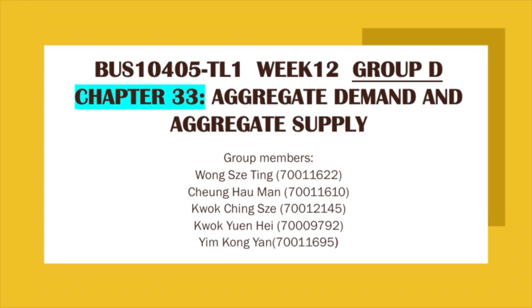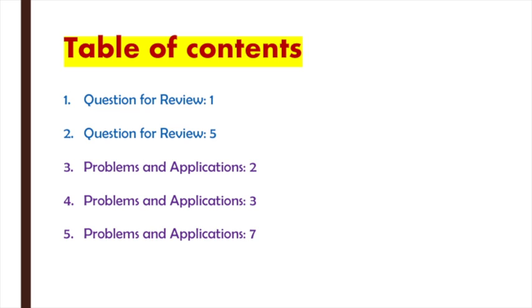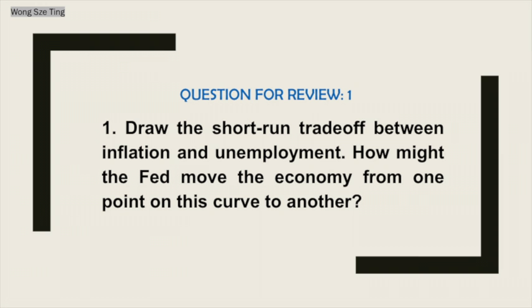Today we are going to discuss Chapter 33, Aggregate Demand and Aggregate Supply. We will talk about questions for review 1 and 5, and also problems and applications 2, 3, and 7. I'm Wang Xiteng, and I'm going to talk about question for review 1.